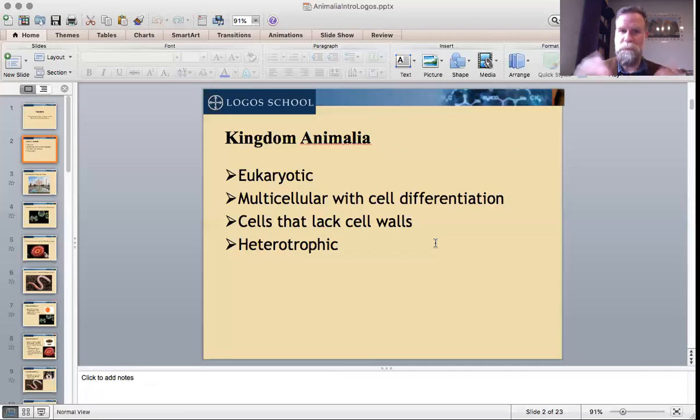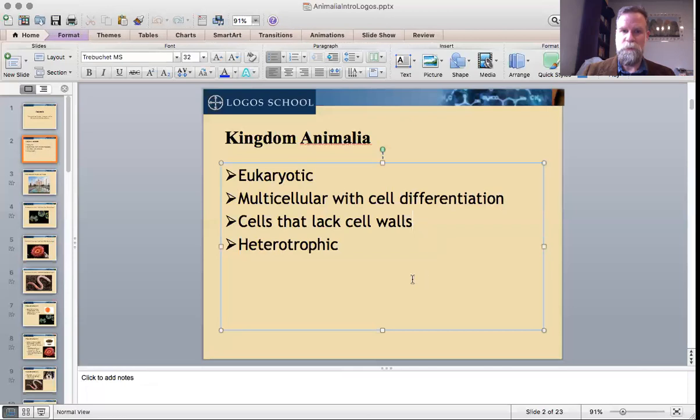Some other features of kingdom Animalia: the lack of cell walls. That's relatively new. We do see cell walls in fungi, the chitinous cell walls, that polysaccharide that also makes up crustacean exoskeletons and insect exoskeletons. We'll talk about them. And of course, creatures that are heterotrophic. So this fits right along with the introduction of your text, right at the beginning of chapter 20.